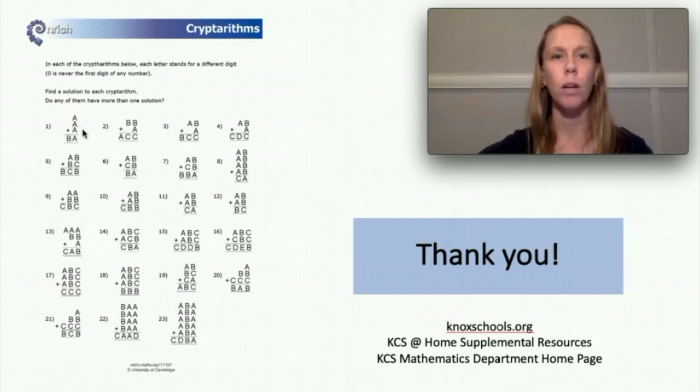So for number 1, I figured out that A would equal 5. So in this particular equation, all of the A's would equal 5. 5 plus 5 plus 5 is 15. And B would equal 1. And there's several here that you can try out for fun.